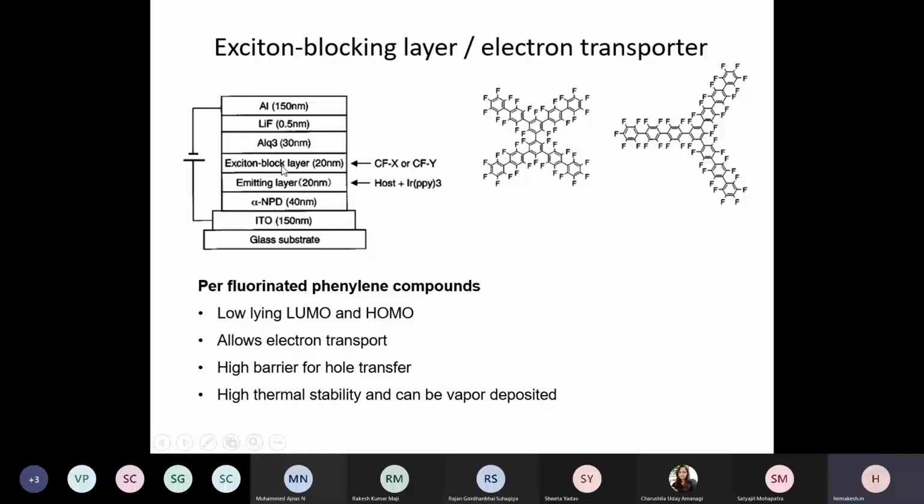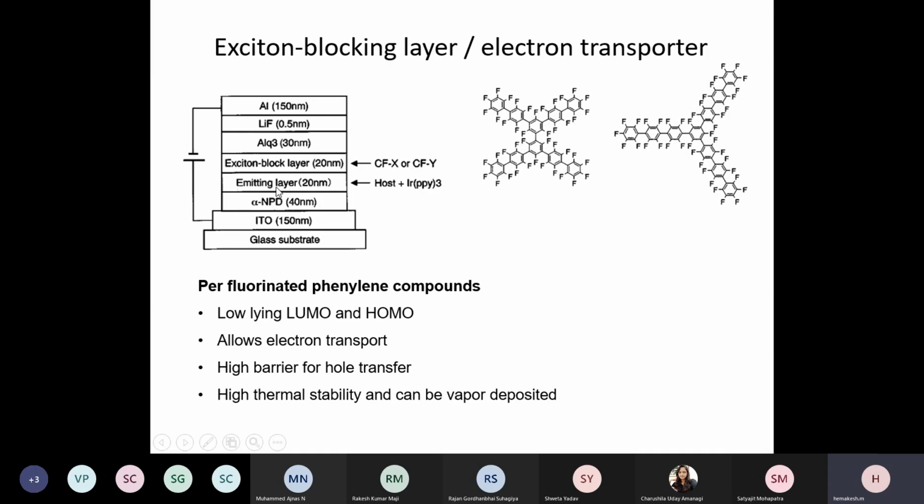Exciton blocking layer. So this layer for this particular design, these are these unusual molecules with lots and lots of fluorine. It's pretty much a bunch of aromatic rings with all the hydrogens replaced with fluorine. These are called perfluoro compounds, and more specifically perfluorophenylene compounds. And they have the correct LUMO and HOMO that allows for modulating the transfer of electrons. They block hole more than they block electrons effectively.